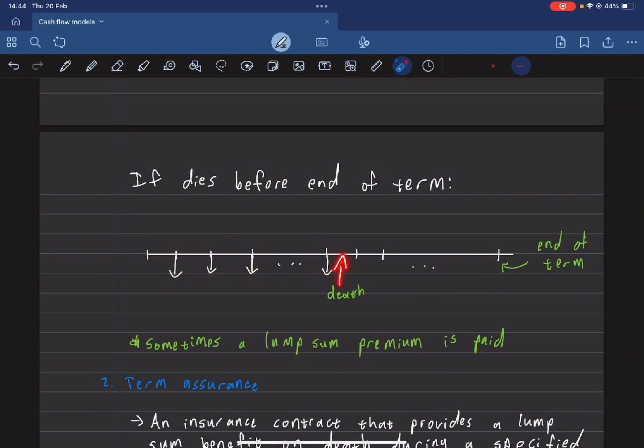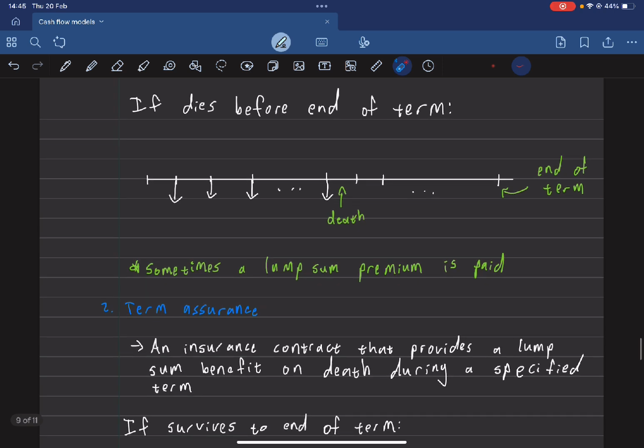So we'll say this is the point when you die, between these two intervals, and then you'll stop making the payments, and you also won't receive anything at the end because now you have passed away. So when you die, the payments stop as well. So that's something you need to think about. And sometimes the premiums can be paid in a lump sum.